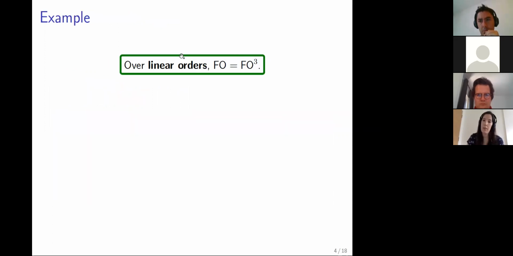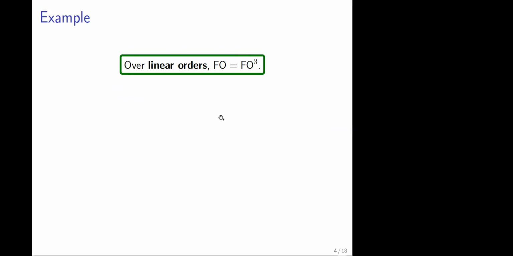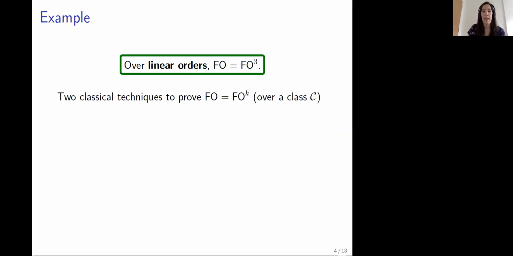Okay, so let's go back to the example I gave you in the beginning of linear orders. I told you that linear orders have the 3 variable property. There are several ways to look at this. There are two different techniques to prove expressive equivalence results such as this. The first one is to go through temporal logic. As I mentioned, there are tight connections.